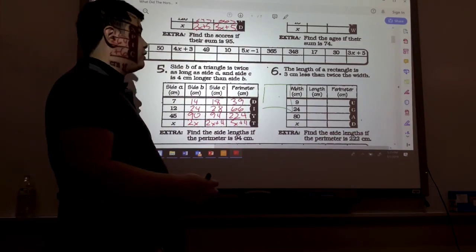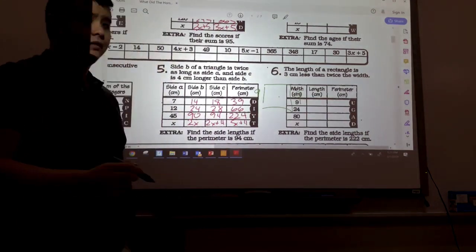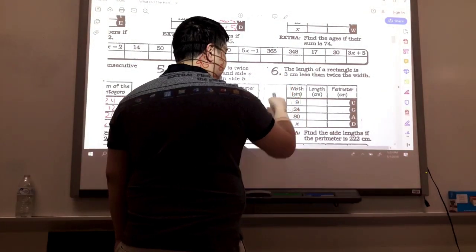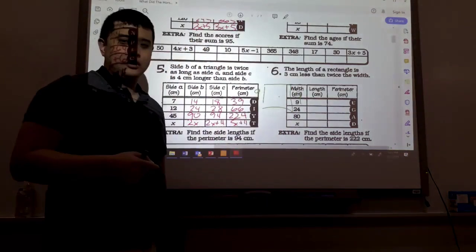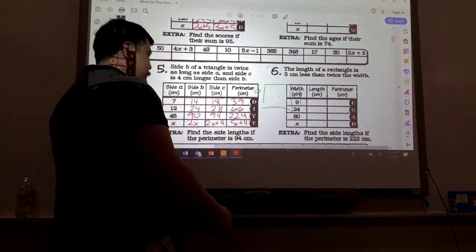Okay? So if this was 9, if this was the width, this is also 9. Okay? Which means that you would have to add, when you find the length, you'd have to add both the lengths to the perimeter. Okay? Again, this should spell out something when you do it.